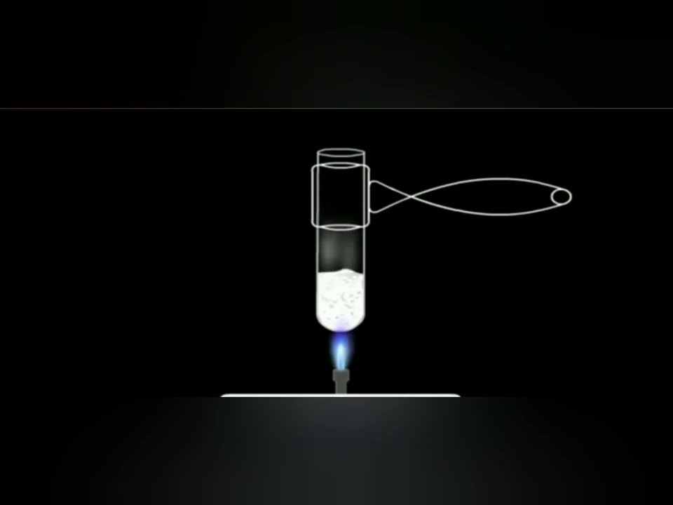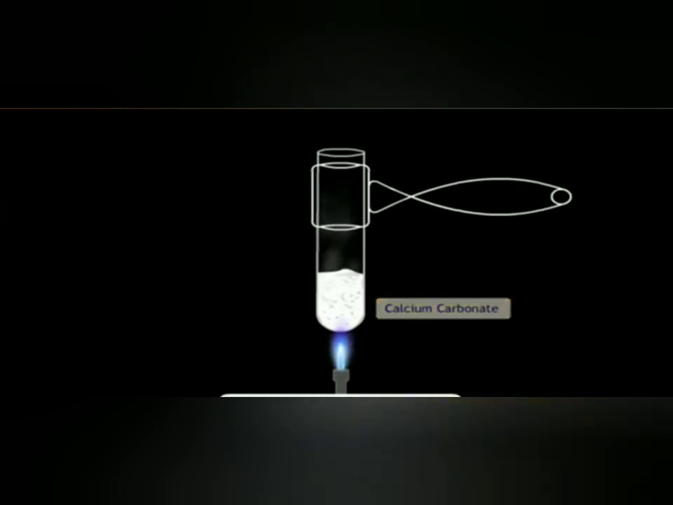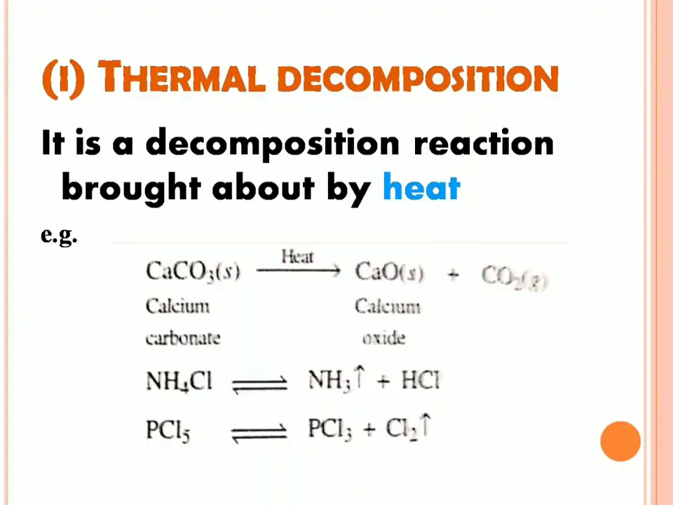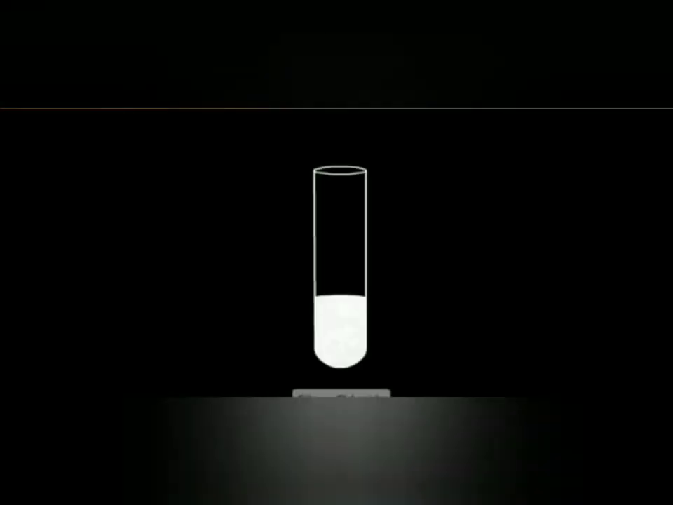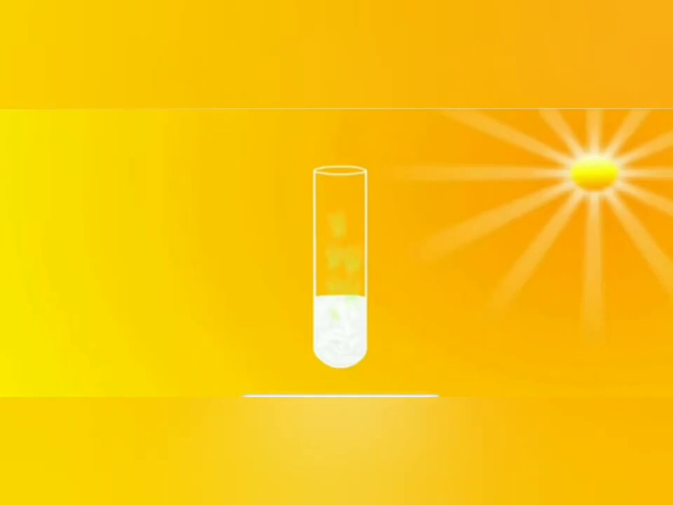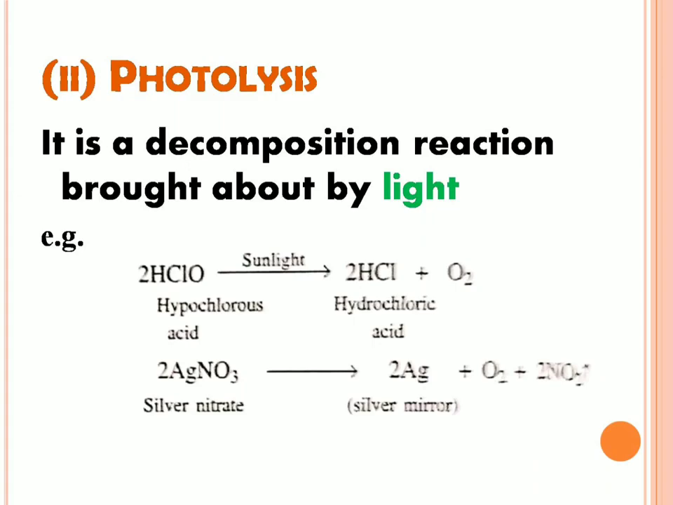For example, calcium carbonate on thermal decomposition gives calcium oxide and carbon dioxide. So a decomposition reaction brought about by heat is called a thermal decomposition reaction. Decomposition of a substance by the action of light energy on it is called photolysis. For example, when silver chloride is exposed to light, it decomposes to form silver metal and chlorine gas. So photolysis is a decomposition reaction brought about by light.